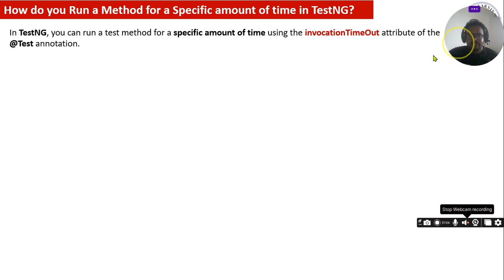So in TestNG you can run the method for a specific amount of time. Understand, guys, number of times and amount of time are different. Sometimes they will ask you what is the difference between invocation timeout and invocation count. You need to prepare your answer by merging these two questions. Invocation timeout is a specific timeout that you define for your test to be executed.